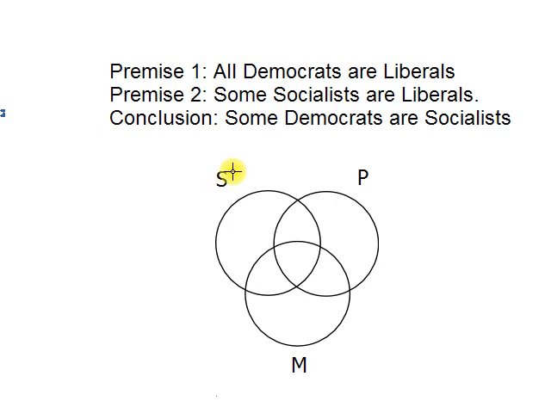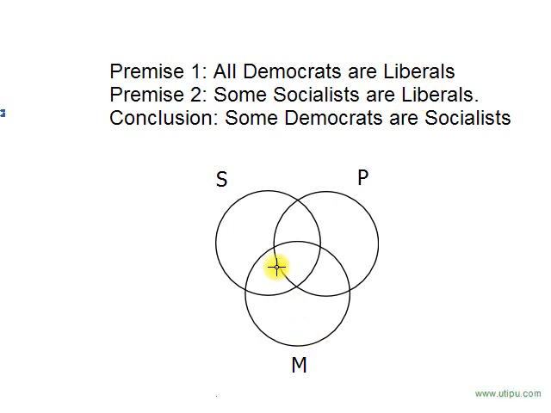Assuming the argument has been translated properly, the conclusion gives you the S term and the P term. The subject term of your conclusion is your S term. The predicate term of your conclusion is your P term. So in this case, the S term is Democrats, and the P term is Socialist. The term that occurs in both premises, but not the conclusion, is the middle term. In this case, liberals is the middle term.